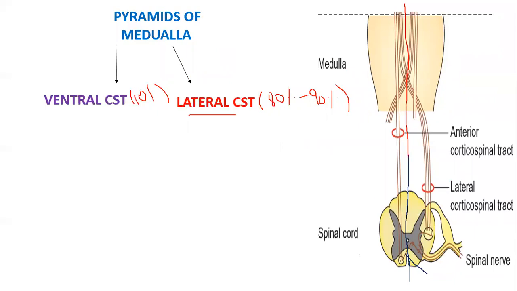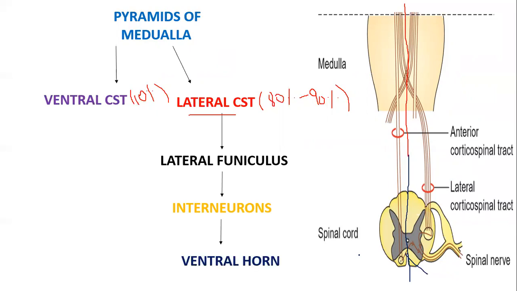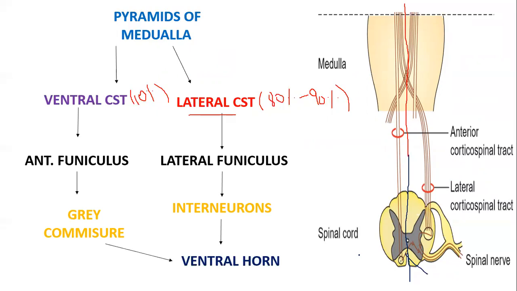If we take this lateral corticospinal tract from the medulla, it descends downwards to reach the lateral funiculus. From the lateral funiculus, it is connected to the ventral horn by means of interneurons or internuncial neurons. Next, here we have your ventral corticospinal tract. It is related to your anterior funiculus. From the anterior funiculus, it goes to the gray commissure, that is, it crosses the midline related to the gray commissure and finally reaches your ventral horn. This is your corticospinal tract.